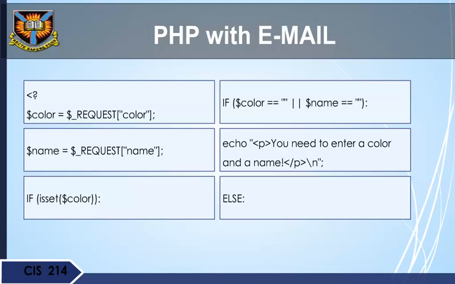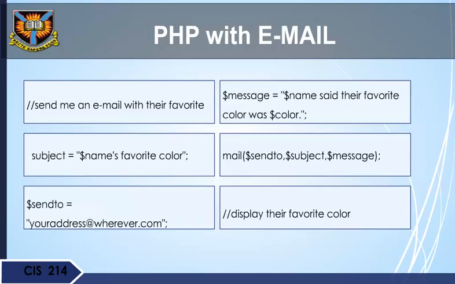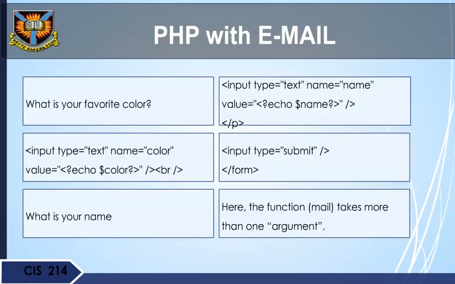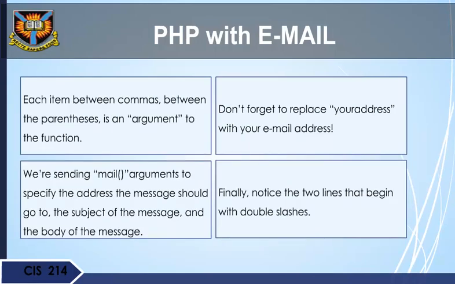You need to enter a color and a name. Send me an email with their favorite. What is your favorite color? What is your name? Here the function mail takes more than one argument. Each item between commas between the parentheses is an argument to the function. We are sending mail arguments to specify the address the message should go to, the subject of the message, and the body of the message. Don't forget to replace your address with your email address.